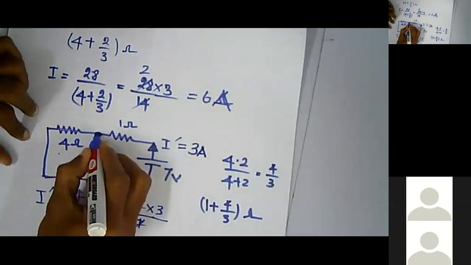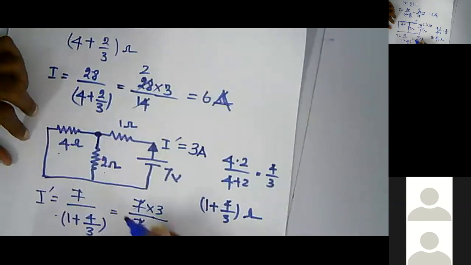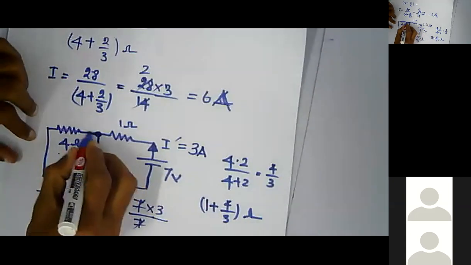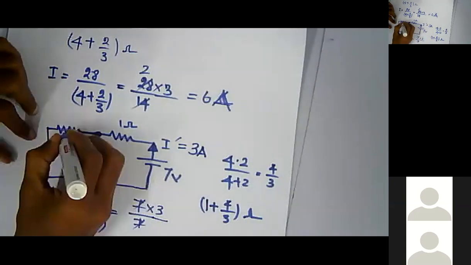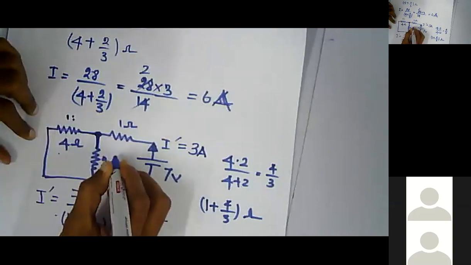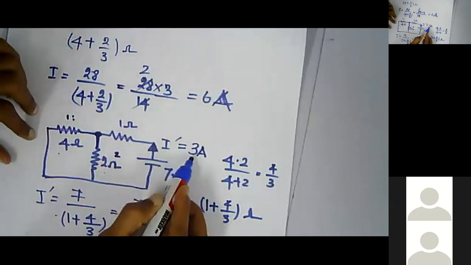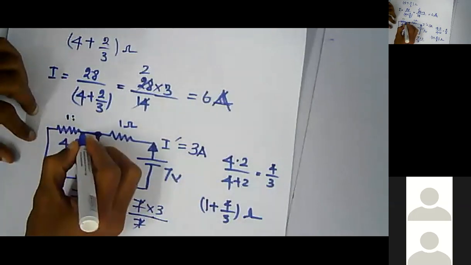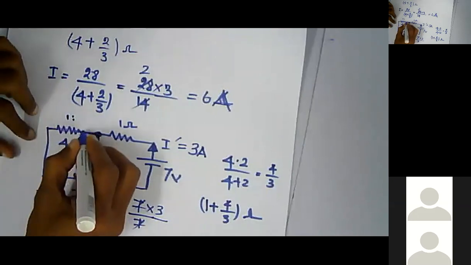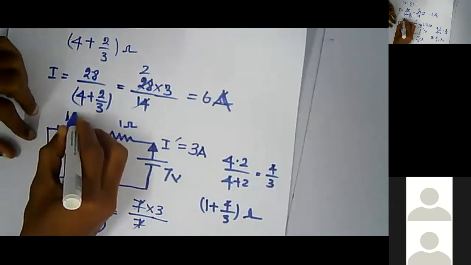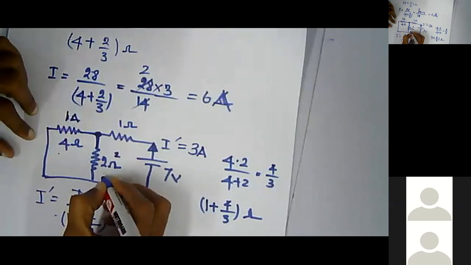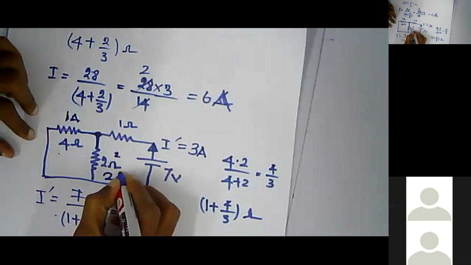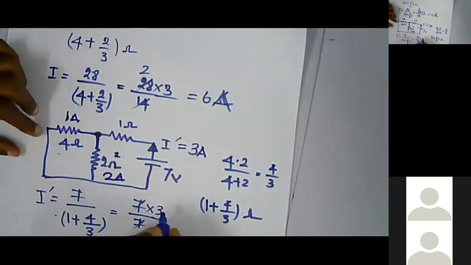Now that 3 ampere is going to divide among these two branches, right, in the ratio of 1 is to 2. So of the 3 amperes, in this branch you will have 1 ampere, and in this branch you will have 2 amperes. Am I right? Total of 3 amperes.